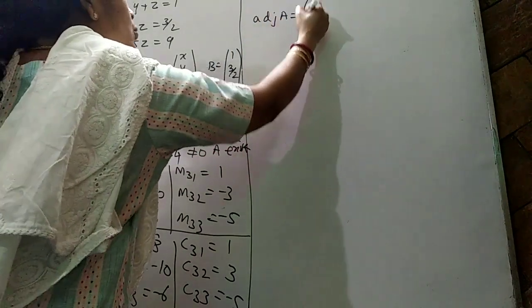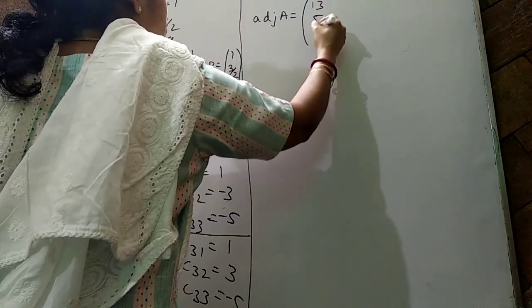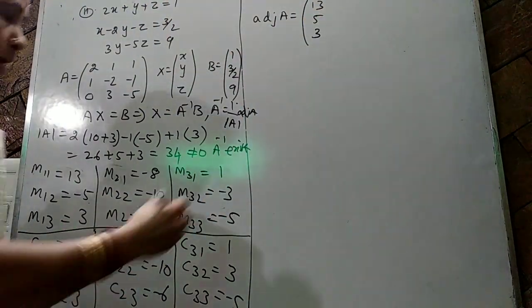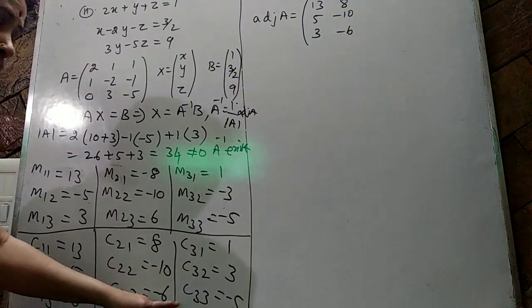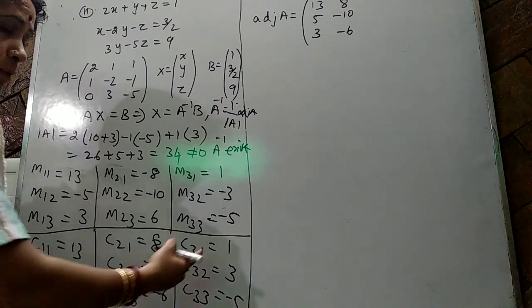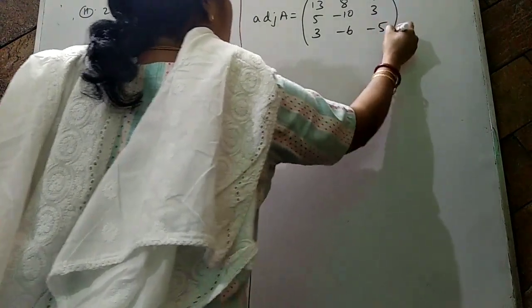Adjoint of A equals, as I told you, directly write column-wise: 13, 5, 3, then next one 8, minus 10, and then minus 6. I should not make any calculation mistake, otherwise we will not get the answer. So 3, minus 5. Okay.